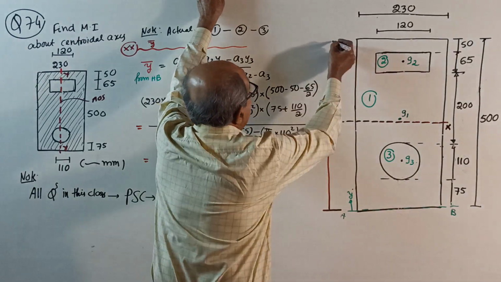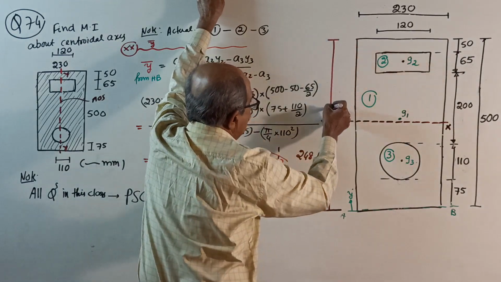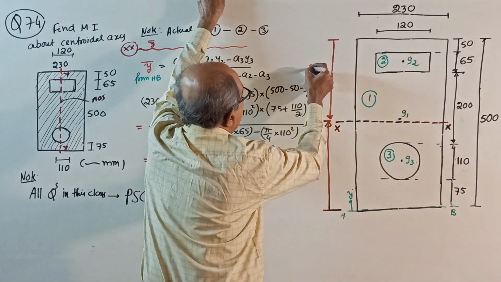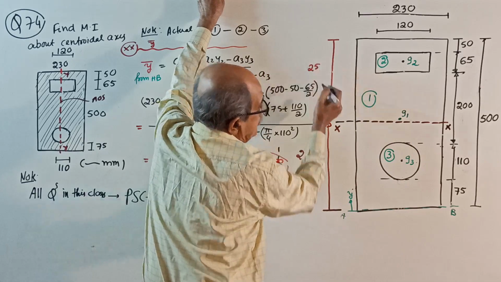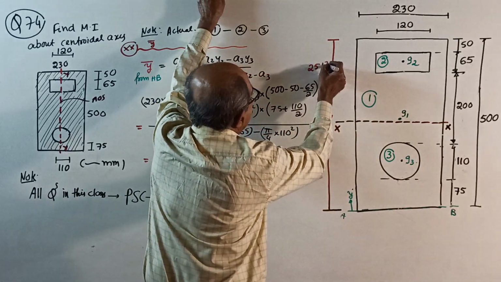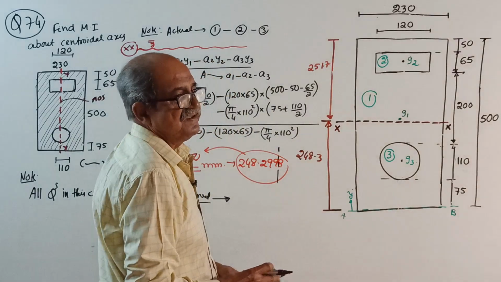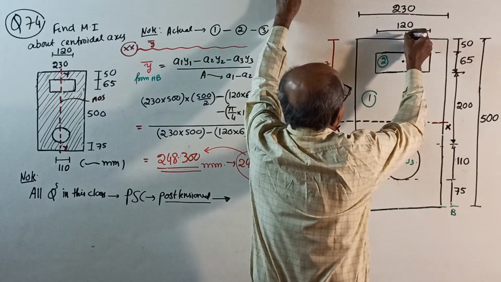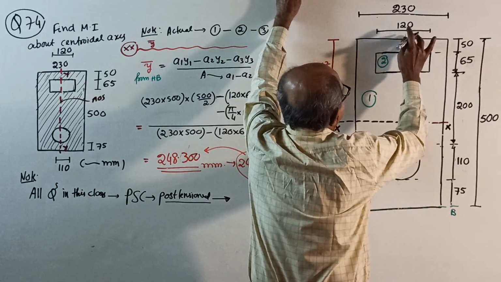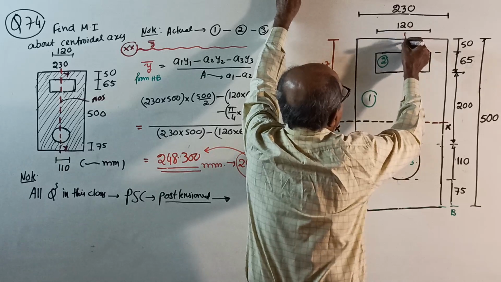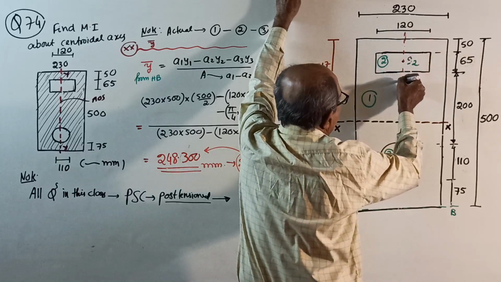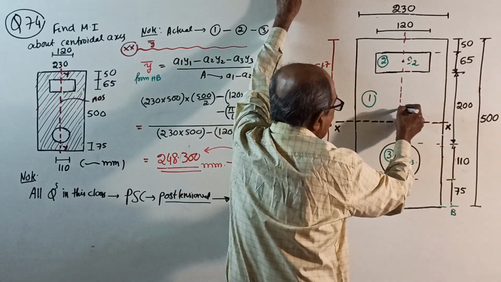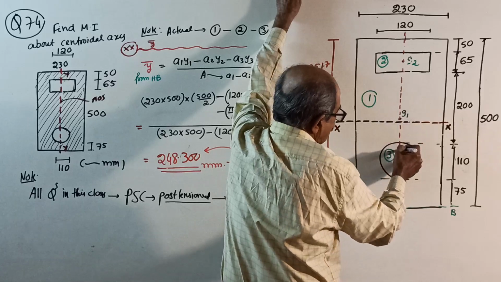248.3. Then from the top edge to here will be total 500, subtract it, 251.7. Okay, this is the x-axis. Now, by symmetry, locate y. Actually, for analysis purpose, you require only I about xx because the bending is about this axis, the neutral axis. Therefore, Iyy is not required. But in our chapter, we will find Iyy.